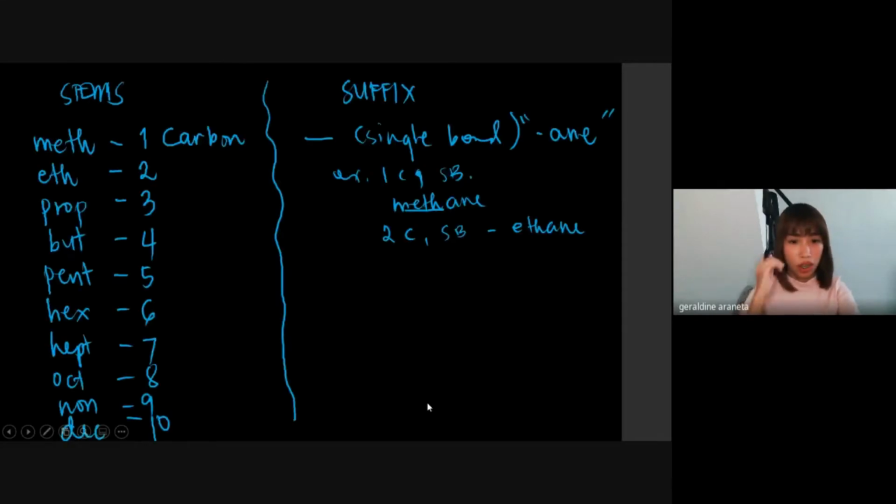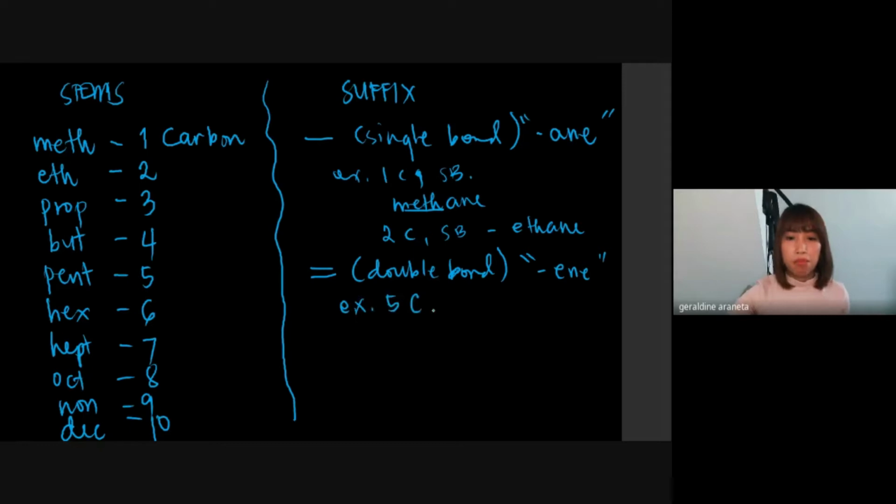Okay. How about kapag double bond? Kapag double bond, again, kahit isang double bond lang, that will end with E-N-E. Double bond is alkene. So that will be, for example, meron kang 5 carbons tapos double bond. That will be a pentene. Ayan. Pent because 5 carbons, ENE because that is double bond, alkene siya.